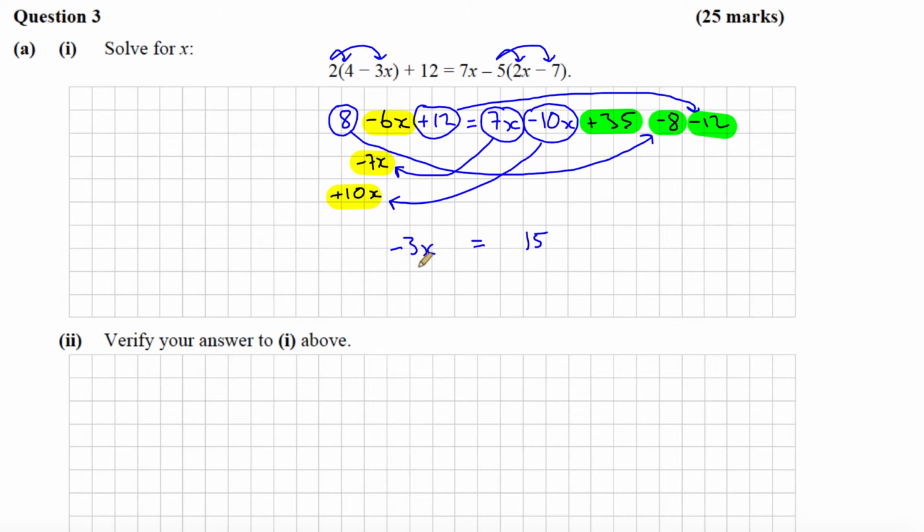So what I do now is I divide by whatever is in front of x. In front of x I have minus 3, so I'm going to divide by minus 3. Do the same on the other side. The reason I divide by minus 3 is because minus 3 divided by minus 3 cancels to give 1x, or just x. And on the right, 15 divided by minus 3 is minus 5. So there's my answer for x.